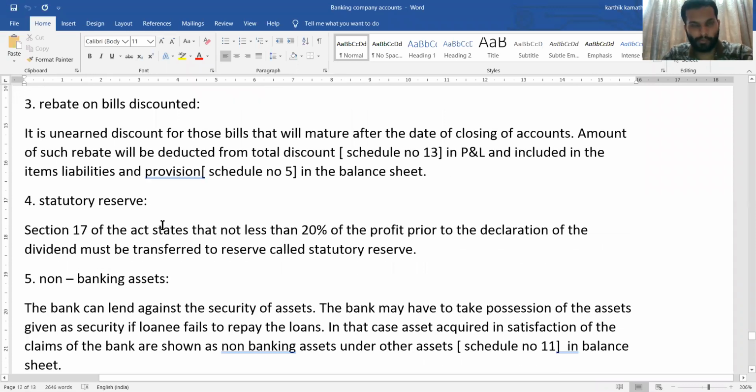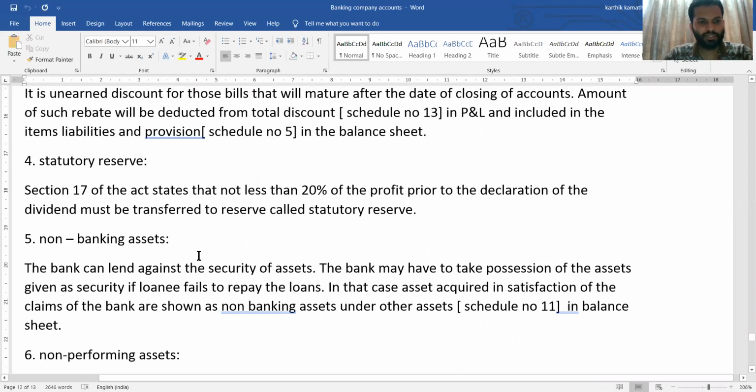Statutory reserve, I have already told, section 17 states that not less than 20% of the profit prior to the declaration of dividend must be transferred to statutory reserve. So 20% you need to take for statutory reserve.